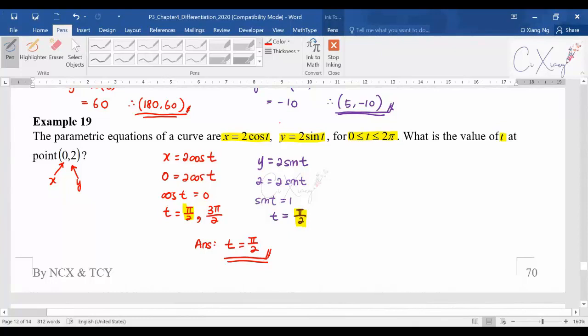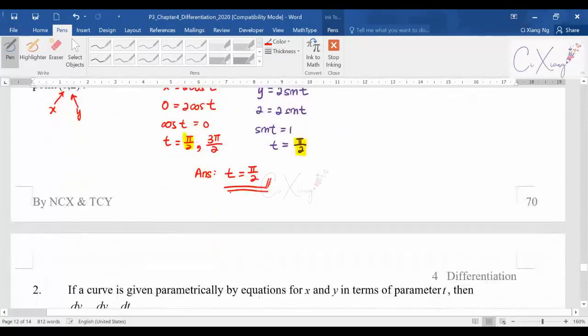Alright, so this is something very basic. Something very basic about the parametric equation. So just make sure that you know how to get the x and y coordinate if they give you the value of t, and also how you get the value of t if they give you the coordinate of y. Right? Okay, so this is what we have for example 18 and also 19. Okay, so let's continue further.